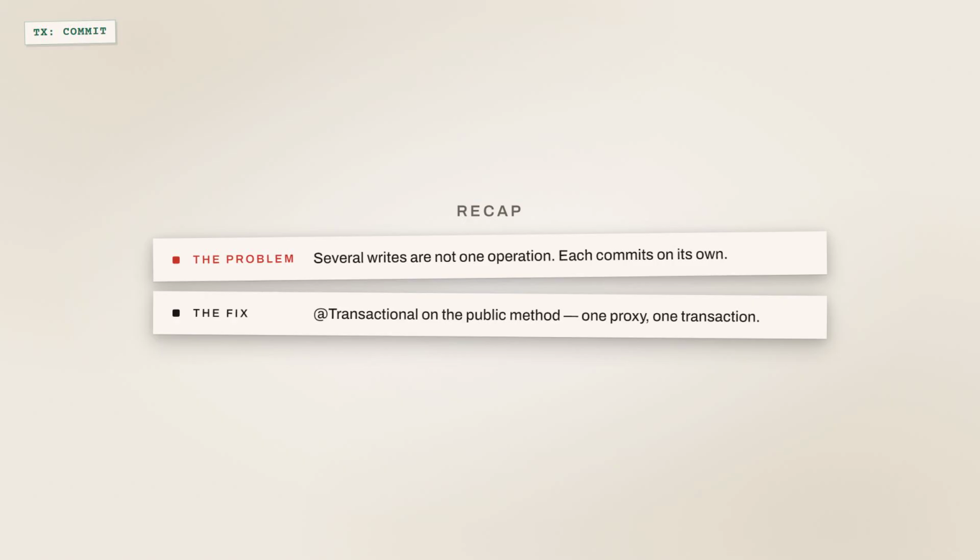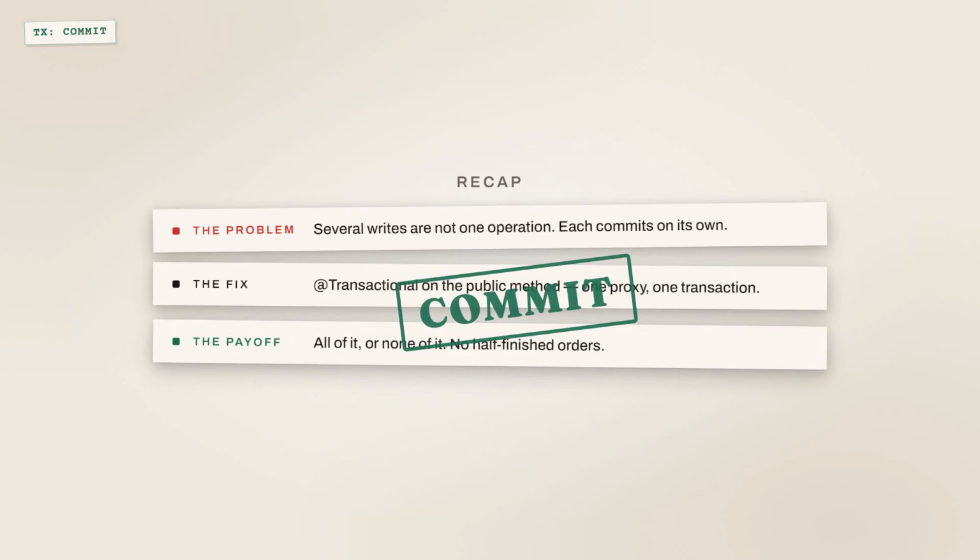Spring wraps that bean in a proxy, opens one transaction around your method, and commits or rolls back all of it together. Add rollbackFor when you throw checked exceptions, and REQUIRES_NEW when one piece truly has to stand alone. The payoff: all or nothing writes, no half-finished orders, and no more 2 in the morning spreadsheets from finance. And that's the @Transactional annotation. One line, and a proxy quietly doing all the work behind it.